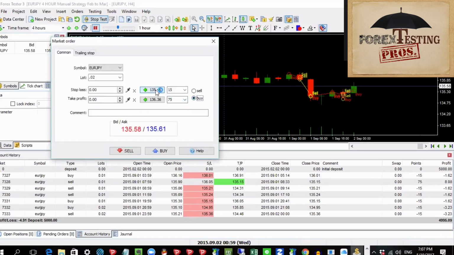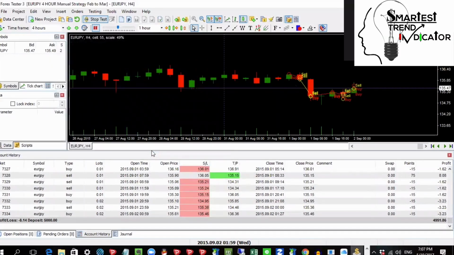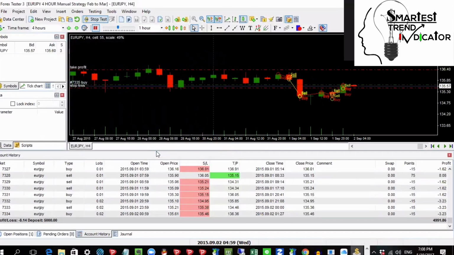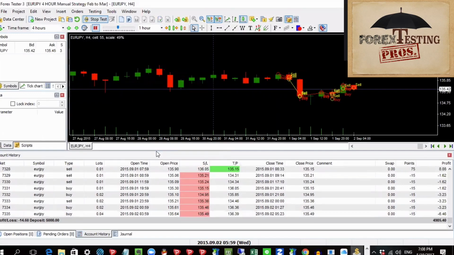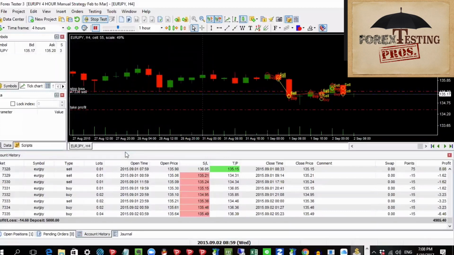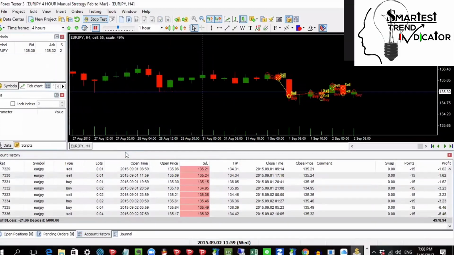Okay, so that was the first one. Okay, so 2, 2, 3, 4. Okay, now I'm gonna go that way again. I have 3, so I'm gonna go to the next lot size. One, okay, 2, okay, got stopped out. 3, 4. Okay. Now I'm going to go the other direction. 1, okay, 2, 3, 4.